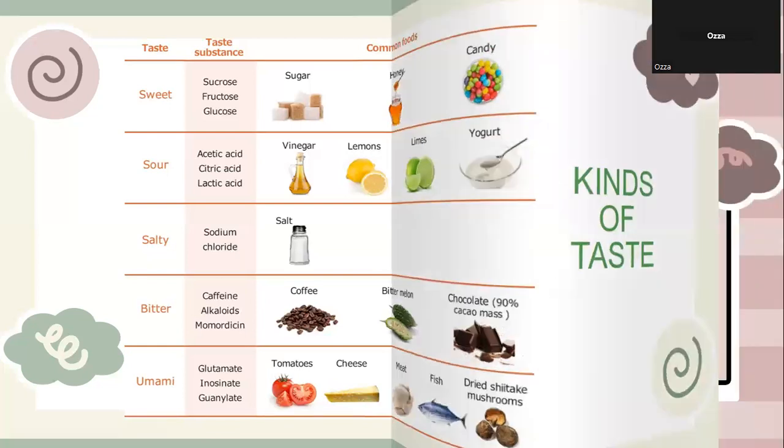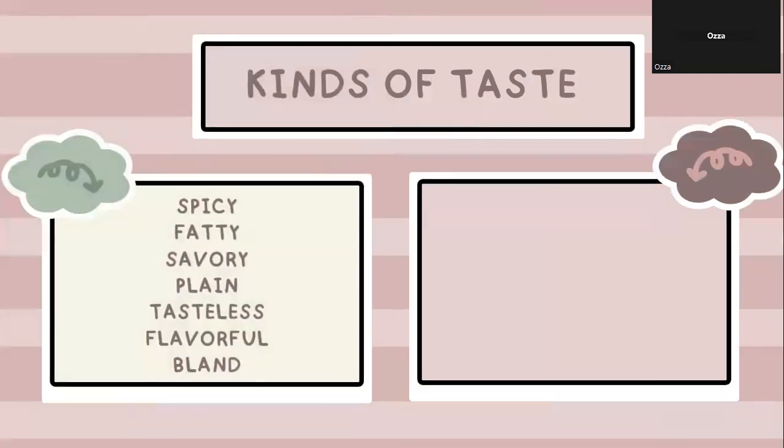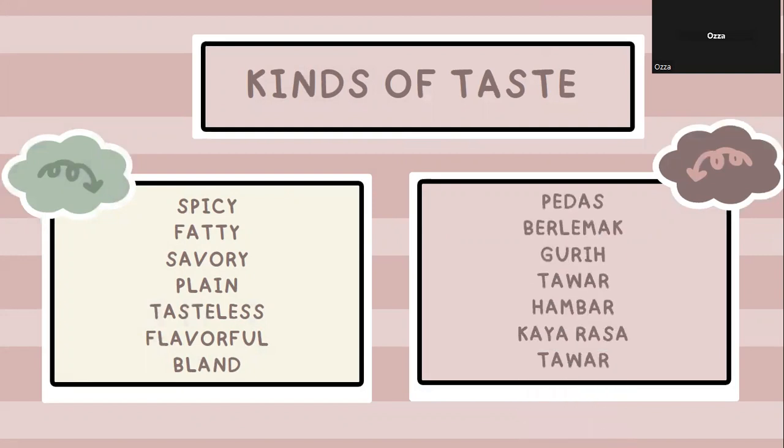Not only five kinds of taste, we have other kinds of taste. There are seven kinds of taste. This is the meaning, and then the meaning in Indonesian. Spicy is pedas, fatty is berlemak, savory is gurih, same as umami as I said before, plain is tawar, tasteless is hambar, flavorful is kaya rasa, bland is tawar.